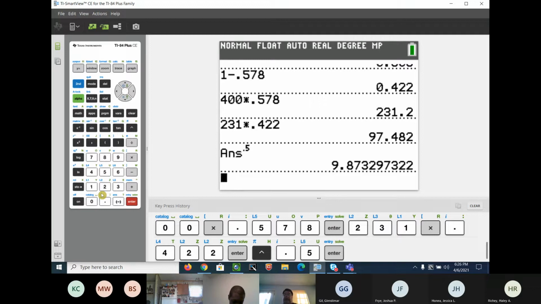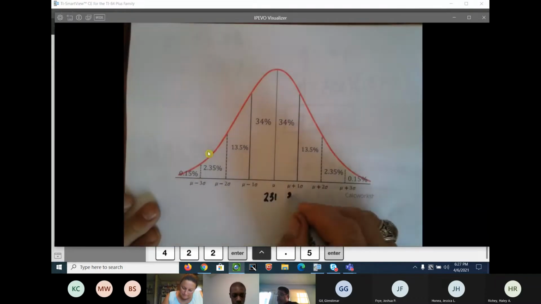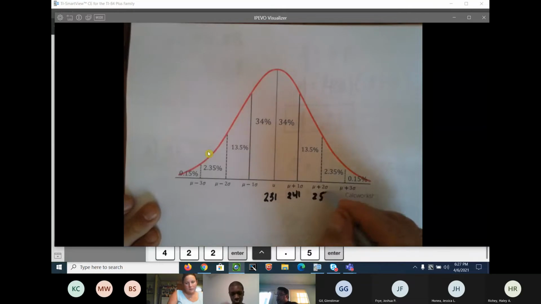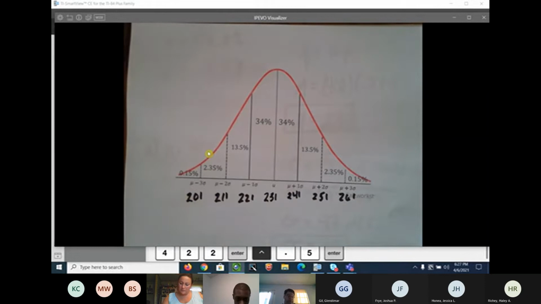So now we're going to draw the curve. 231. This is easy because the standard deviation is 10. So you don't need a calculator for this. 241, 251, 261, 221, 211, 201. And you always start in the middle on 231, right? Yep. Your mean is 231.